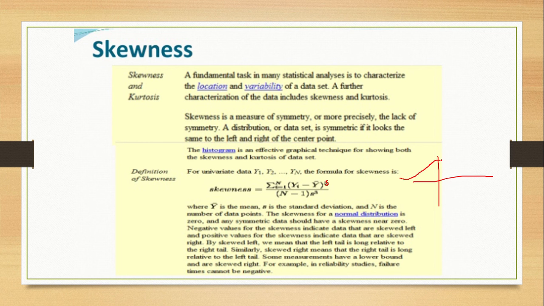Okay, so if you have something like this, skewed to the left. If you have something like this, skewed to the right. Okay, so some measurements have a lower bound and are skewed right. For example, in our reliability studies, failure times cannot be negative.